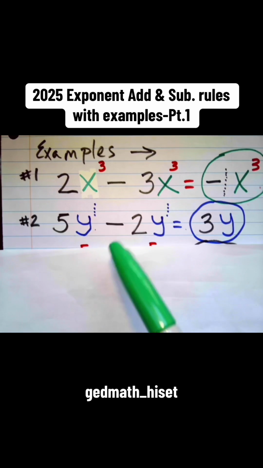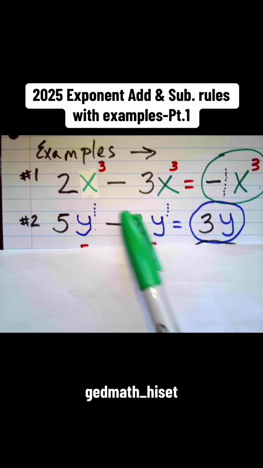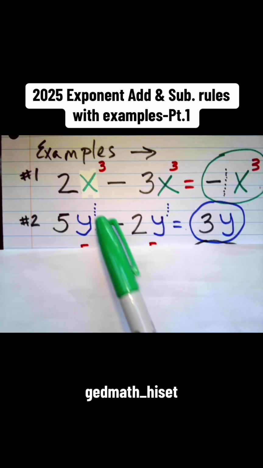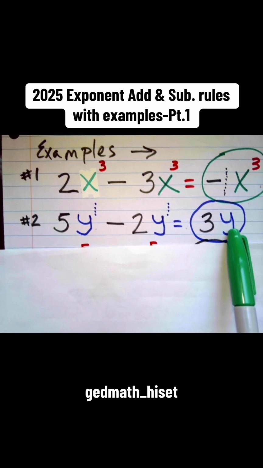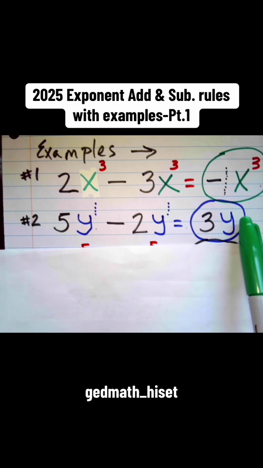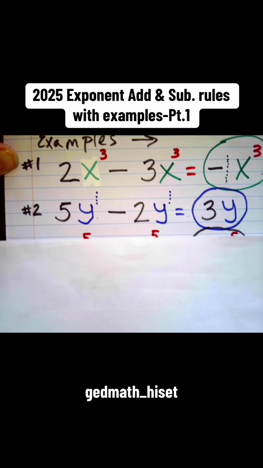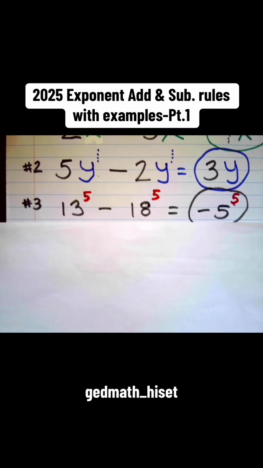Number 2, our bases are y, our exponential power. Show those invisible ones. We can see they're both to the first power. And 5 minus 2 is 3y. You could show a 1 in that exponential place, or you can show a dot, dot, dot, invisible 1. All three answers would be exactly the same. Hey, let's take a look at problem number 3.